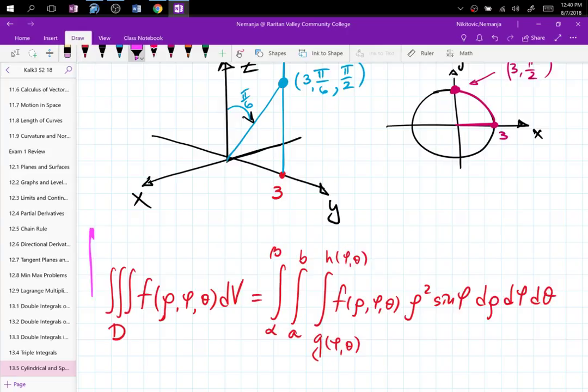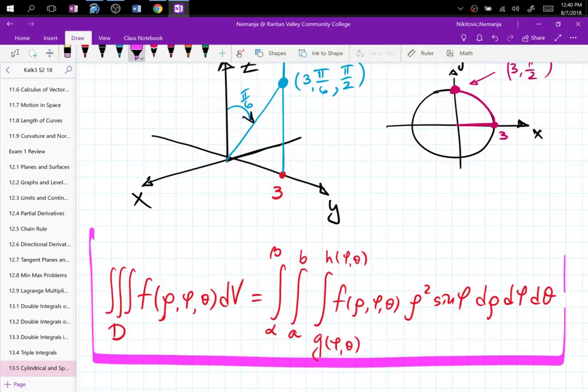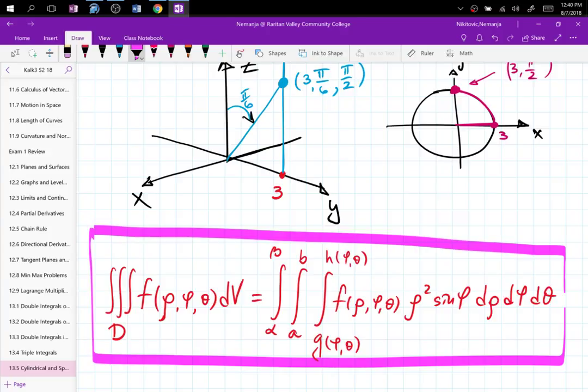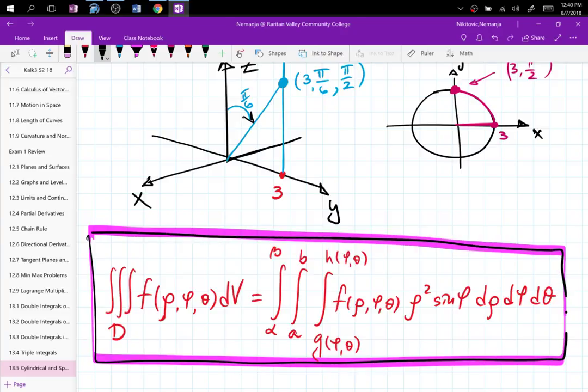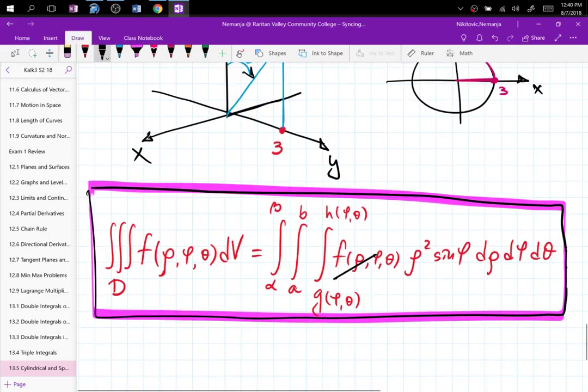So this is our formula for calculating spherical integrals. If you have a function inside, it's 4D. If you don't have a function inside, it is 3D. So if you kick the function out, you will be calculating volume.